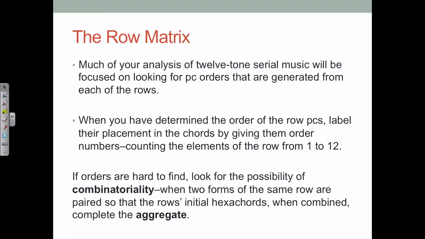Now, if orders are hard to find, say you have the matrix and say, well, I just don't see the row, that could be a possibility of combinatoriality. Combinatoriality is when two forms of the same row are paired, so that the row's initial hexachords, when combined, complete the aggregate. So where one hexachord from one row and another hexachord from another row come together and make a unique row. This is something that Schoenberg was really interested in doing, and it certainly makes for a more interesting use of the matrix.